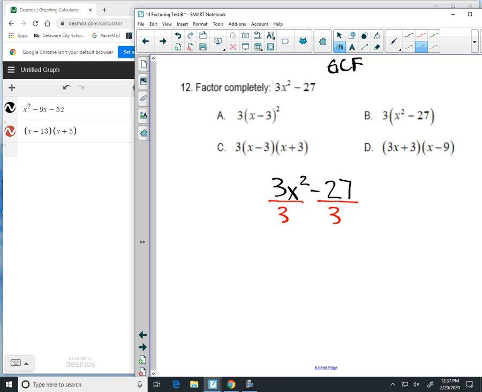If we take a 3 out, I'm going to have x squared left inside. And 27 divided by 3? Negative 9. Good. What do you guys notice about x squared and negative 9?